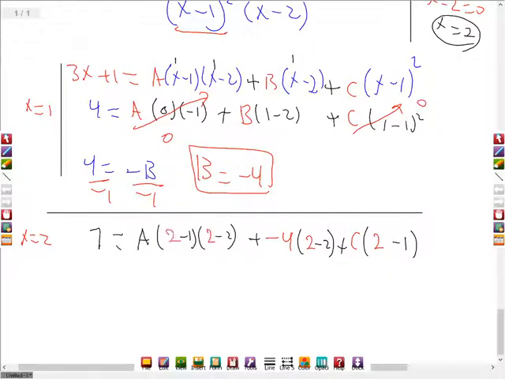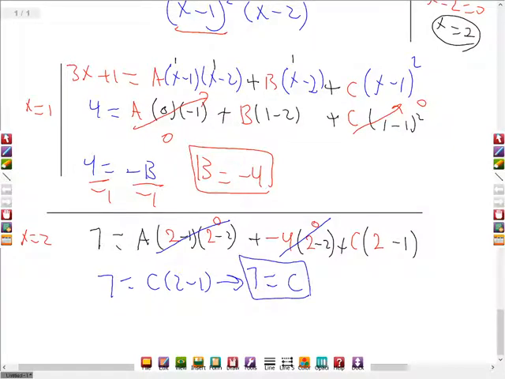2 minus 2, 0. This is 0. Anything that gives you 0, you cancel. Right? This guy, all this guy out. Then left C. 7 equals C times 2 minus 1. C, 7 equals C. Good. Left for me to find what? B, A. Now, there are no more roots to take.